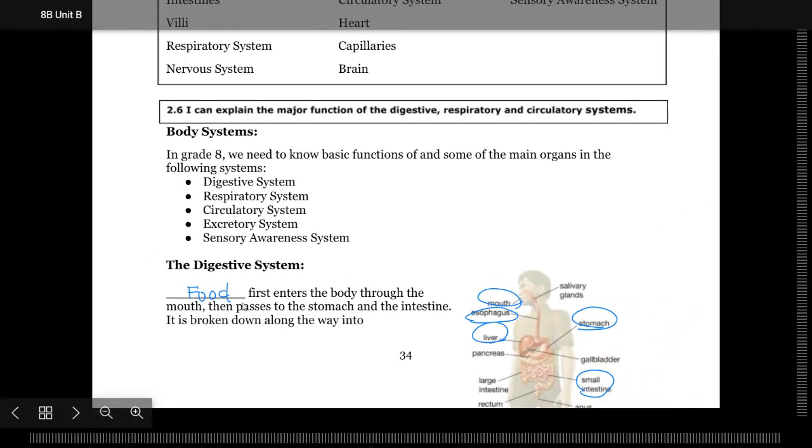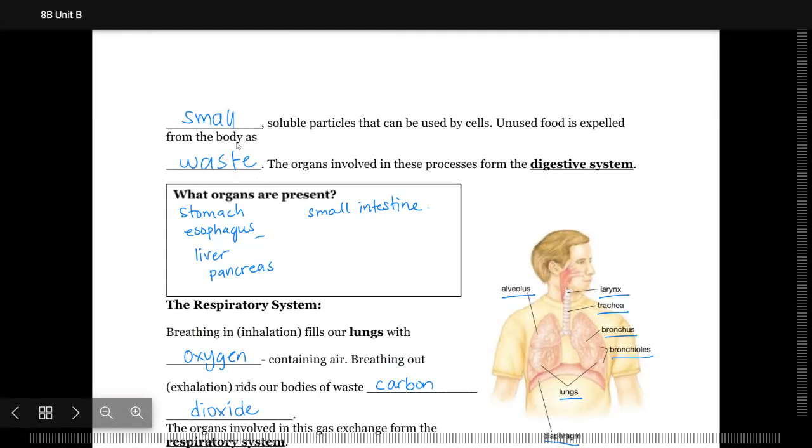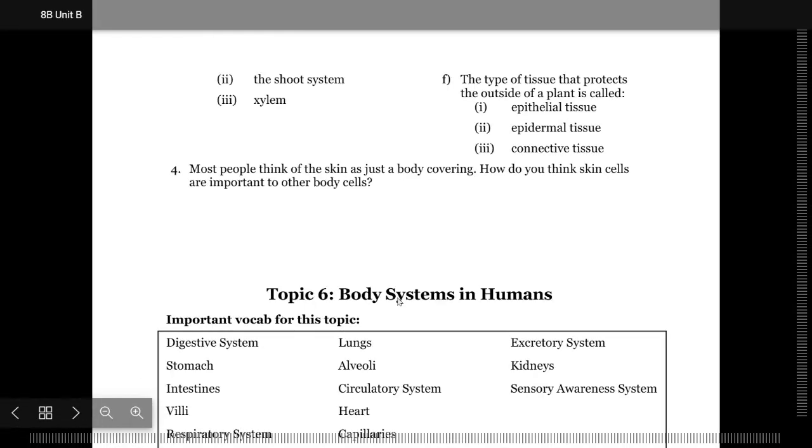Over here is a short example. Food first enters the body through the mouth, then passes to the stomach and the intestine. It is broken down along the way into small soluble particles that can be used by cells. Now, how does this happen?